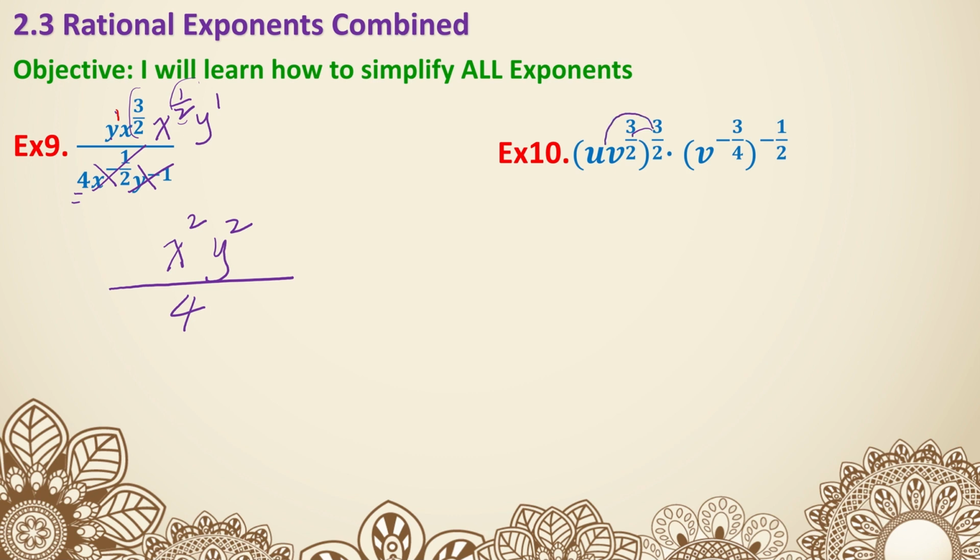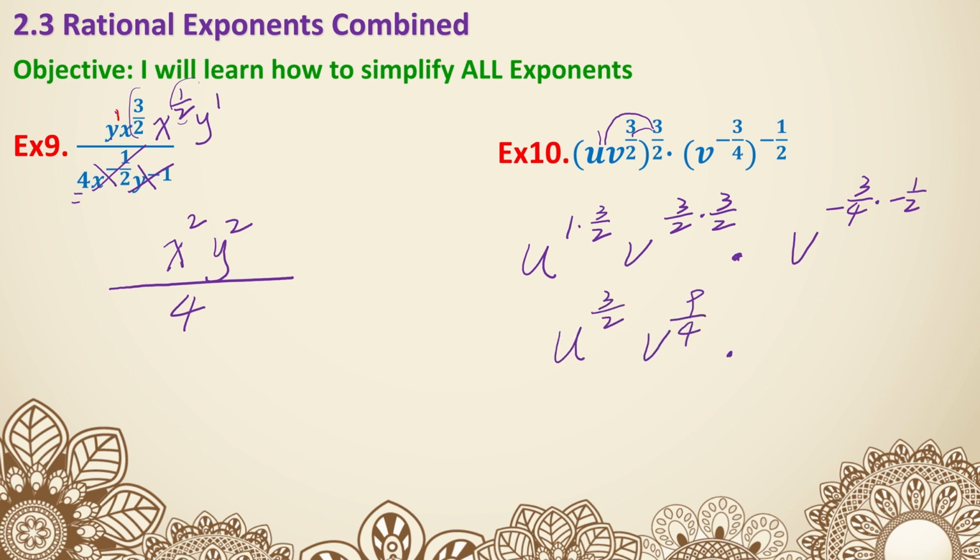Example 10, we have parentheses, so we do need to deal with the power rule first. So that goes in and that goes in with the 1 on top of the u. So it's u to the 1 times 3/2 and v to the 3/2 times 3/2. And then we have another set of parentheses, so it's v to the negative 3/4 times negative 1/2. So we have u to the 3/2, v to the 9/4, and then this one on the back is v to the 3/8.